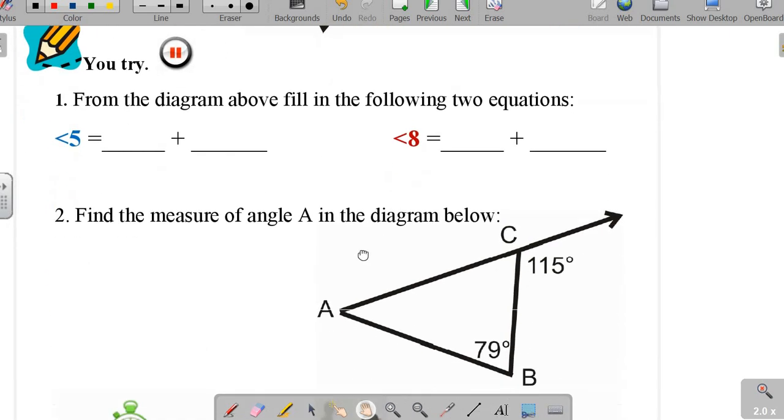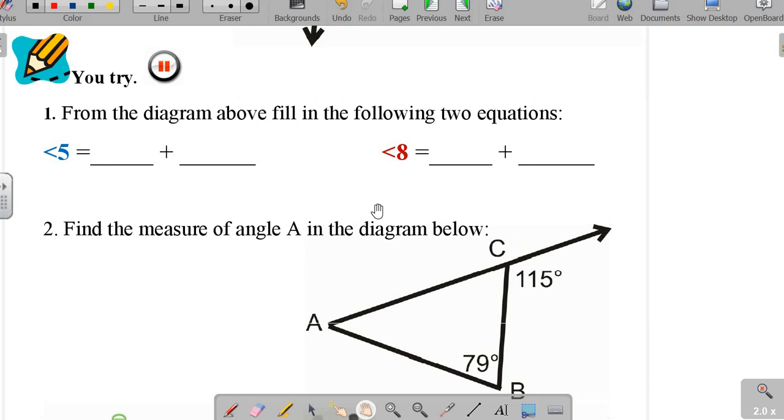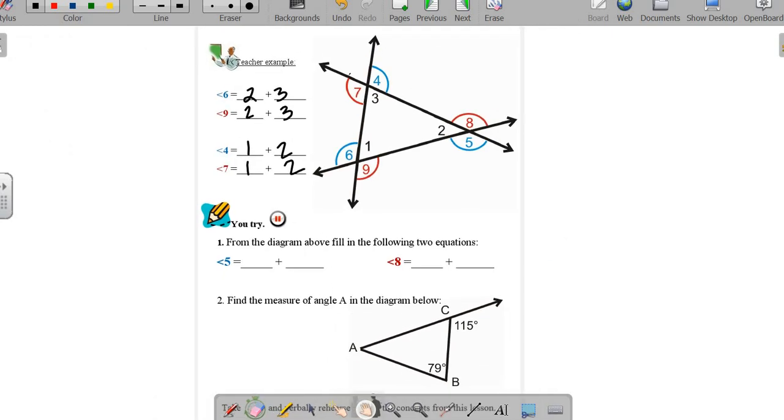Pause the video and do these two on your own. Pause the video, do this on your own, and restart. All right, welcome back. Let's check your work. You should be switching to a red pen. Angle 5 is going to equal angle 3 and 1, or 1 and 3. Same thing. Add it up together. And angle 8 is also the sum of angle 1 and angle 3.